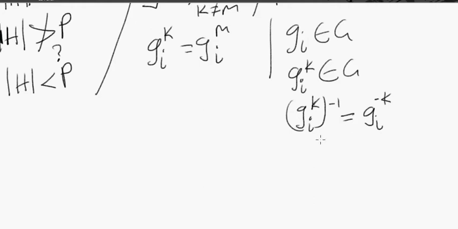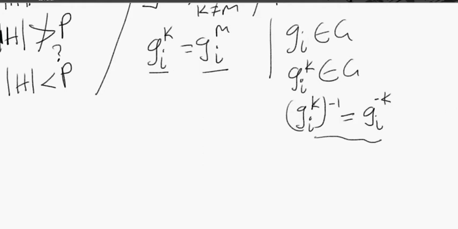Alright. If this is true, if g sub i to the k inverse is the same as g sub i to the minus k, what can we do with our equation here where we assume that g sub i to the k equals g sub i to the m? If k does not equal m and g sub i to the k equals g sub i to the m, then what are we saying?